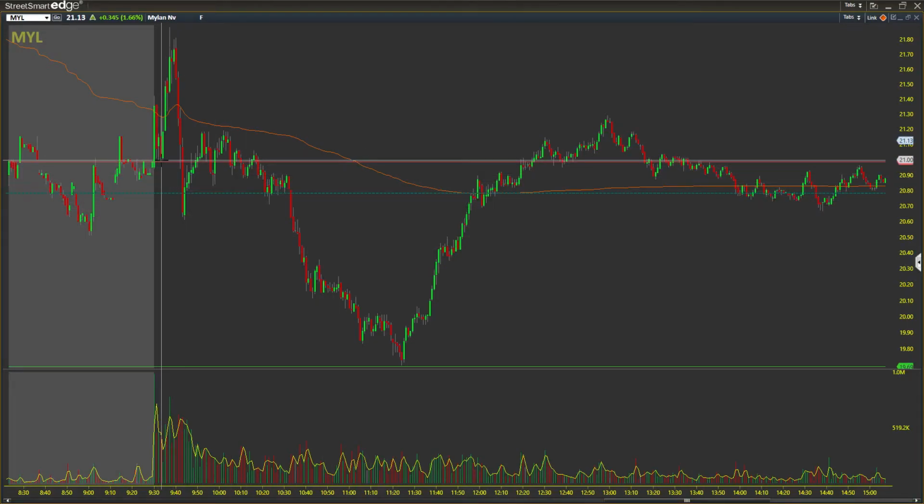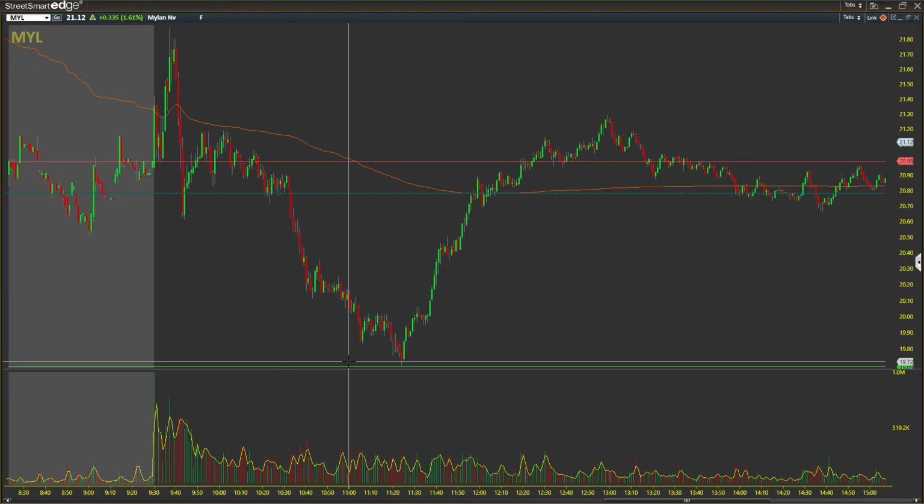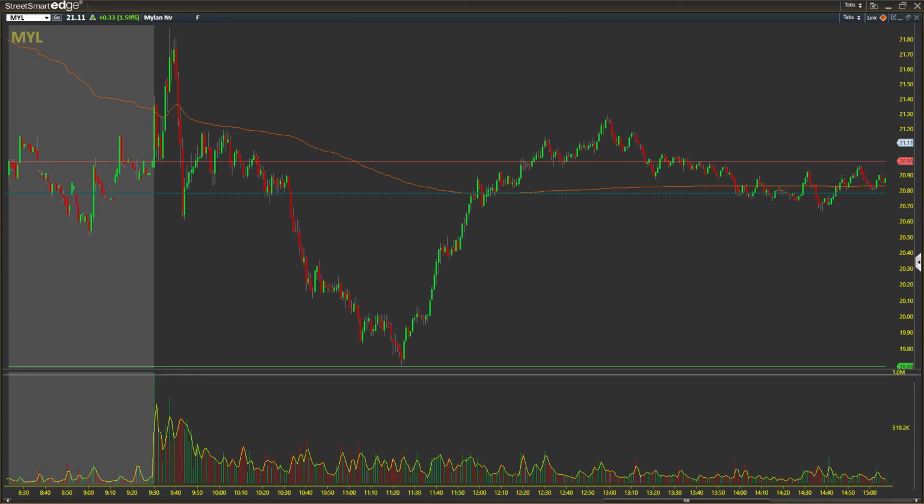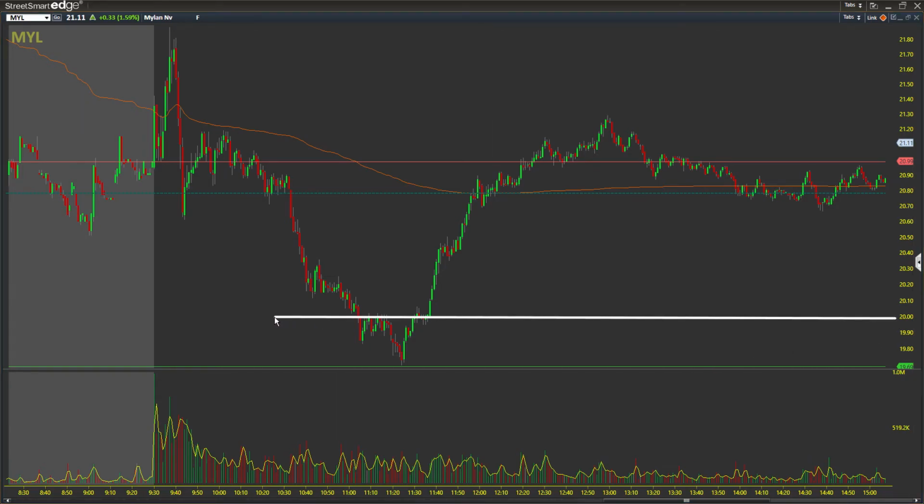From $21 it popped up to $21.80, and this stock sold all the way down to around this $20 level right here. You could see it fell below that $20 and dipped down even more, but it came right back up and reclaimed that $20. You see how it went sideways also right here at that $20.